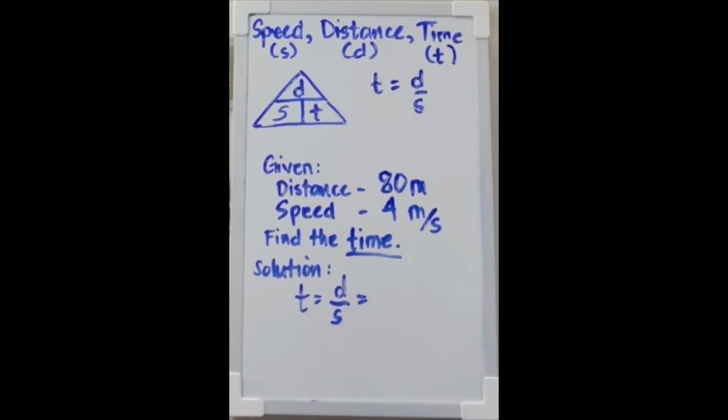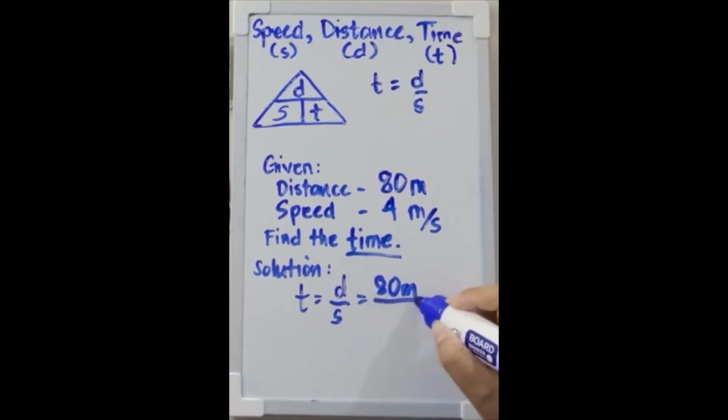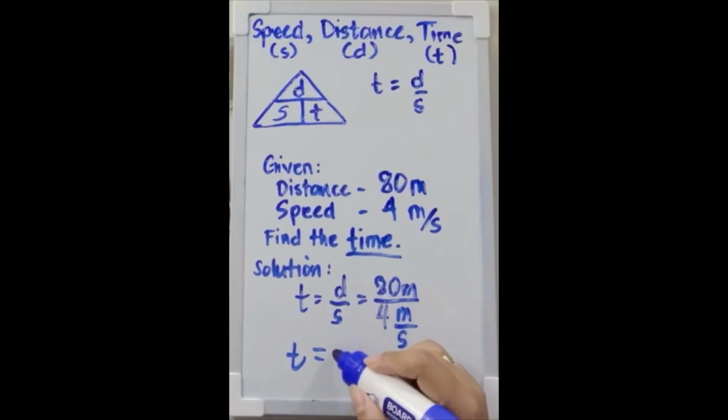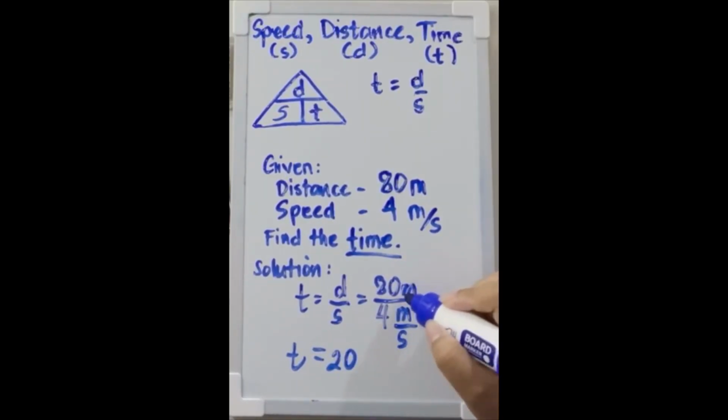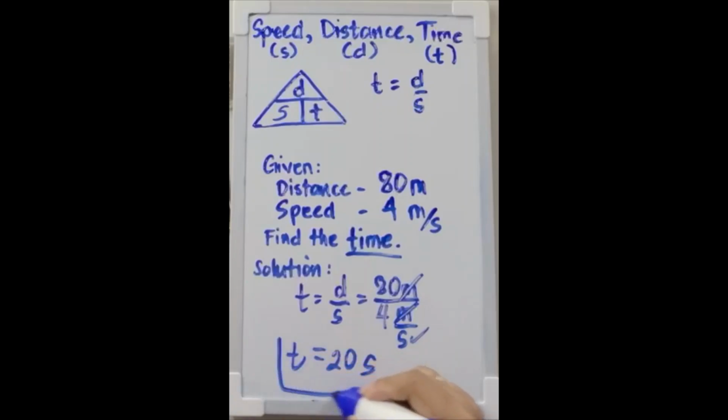Now let's substitute the given values. Distance is 80 meters divided by the speed, which is 4 meter per second. Now let's divide. 80 divided by 4 is 20. Now the units, we can cancel meters. And what is left is this one. So if you're going to move that up here, this will become 20 seconds. So the final answer for the time is 20 seconds.